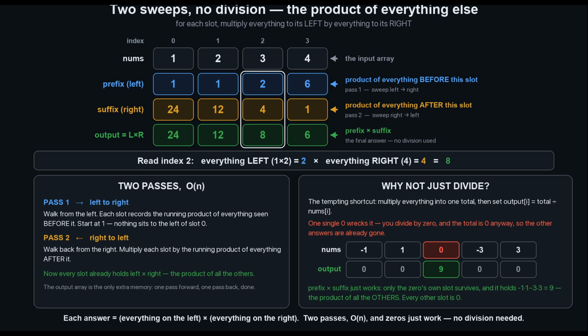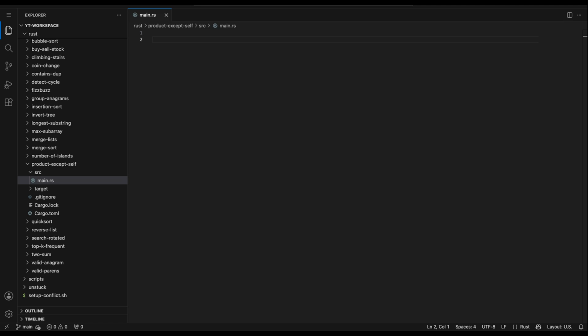For the slot that holds the 0, everything else multiplies normally. And for every other slot, the 0 is one of the others. So it lands there as it should. No division anywhere. Let's build it.